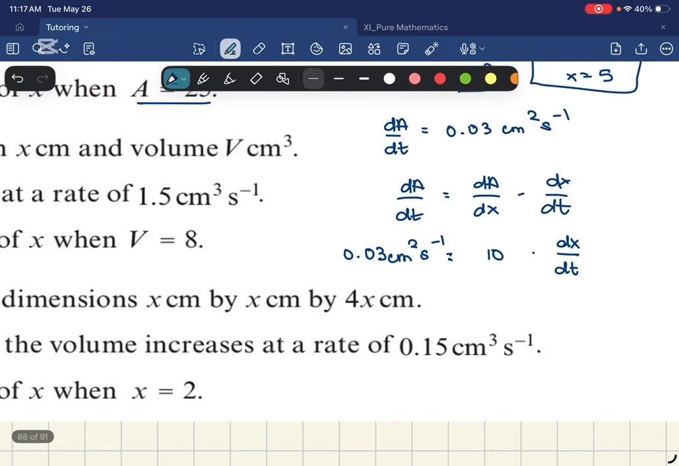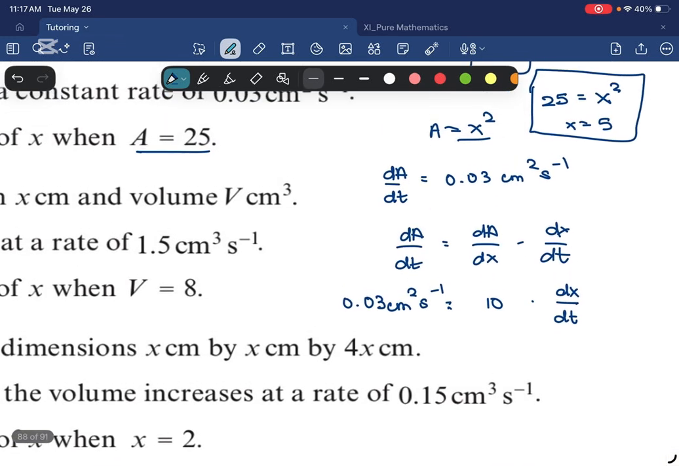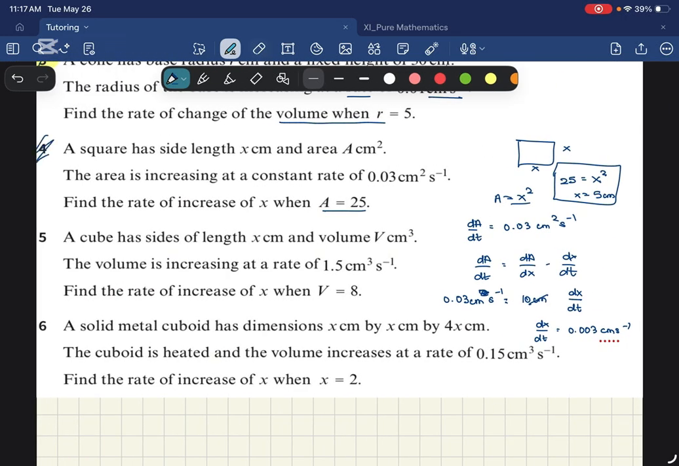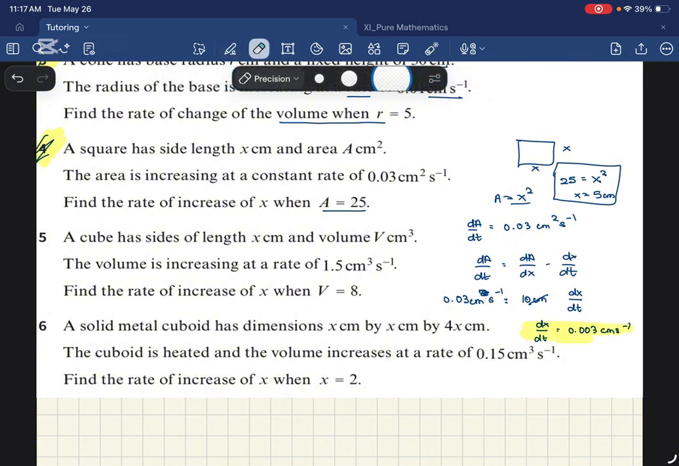And if I divide by 10 on both sides, 10 centimeters, right? Because I had 2x and x is in centimeters. So I have to substitute 5 centimeters. I get 10 centimeters here. And centimeters will cancel out with 1 centimeter here. So your final answer for dx by dt has to be 0.003 centimeters per second. That is it. So this is your answer, 0.03 centimeters per second. That is the, find the rate of increase of x, so dx by dt.